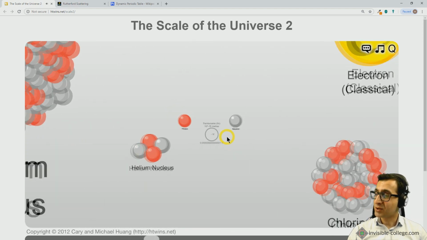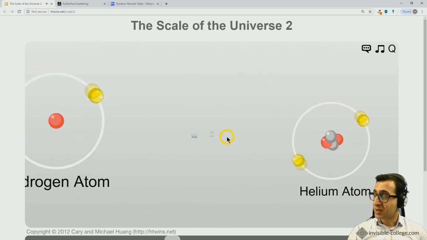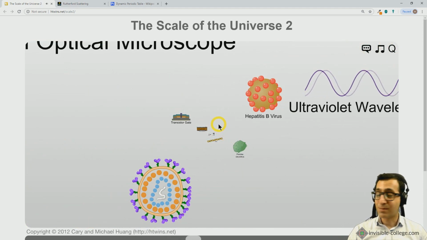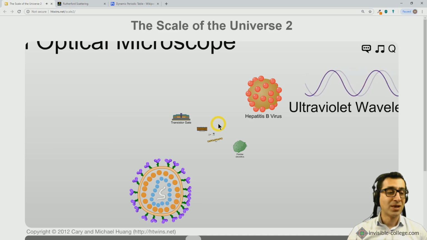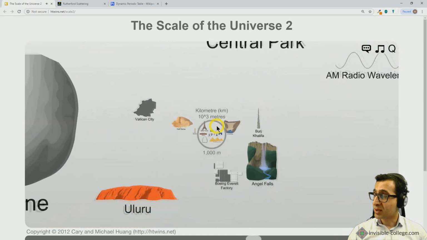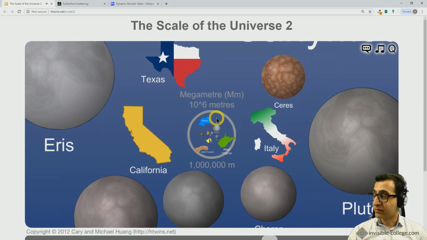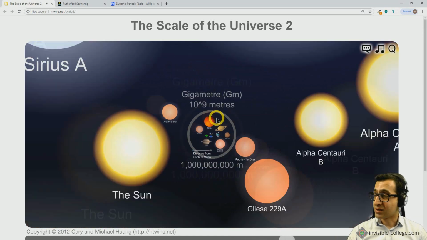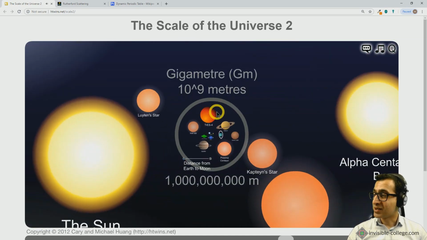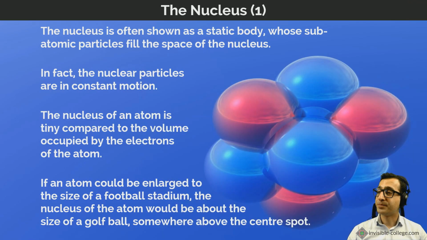So I'd encourage you to have a play around with this simulation, and we're probably likely to see this simulation again in this webinar series, because it does also allow you to look at very large objects. So you can also look at things on the scale of planetary bodies, stars, clusters, and so on. So again, do have a play around with this simulation. It is very, very interesting.